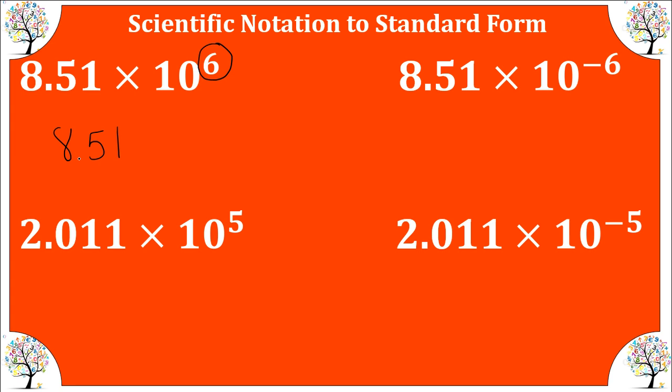So I'm going to move the decimal 1, 2, 3, 4, 5, 6. So I moved it 1, 2, and I had to add some zeros, and now my decimal's at the end.